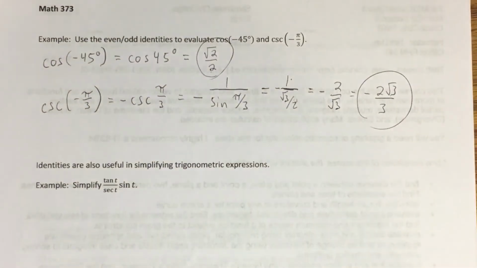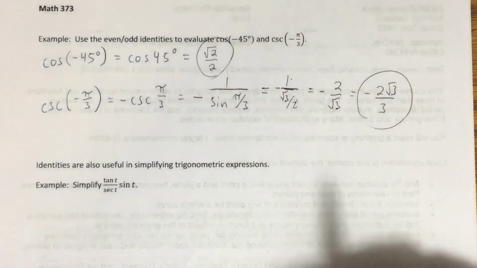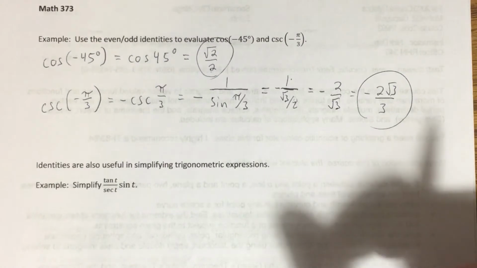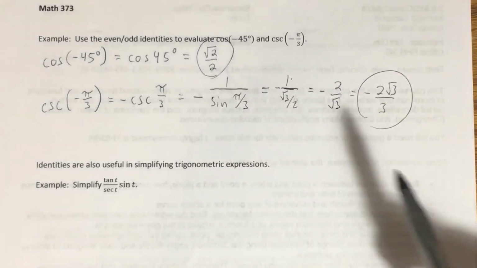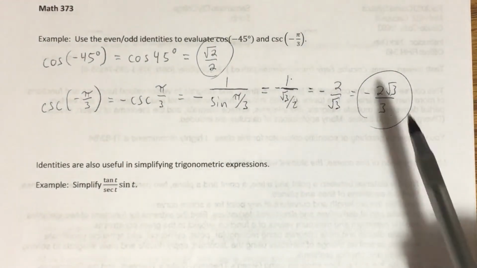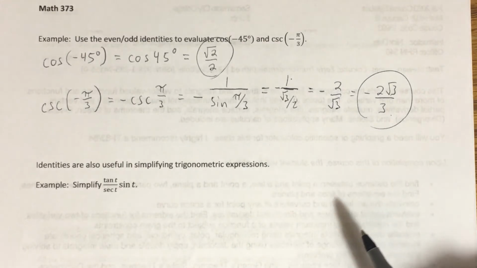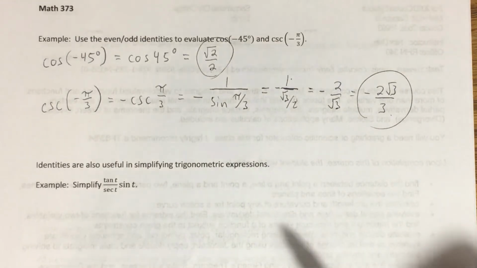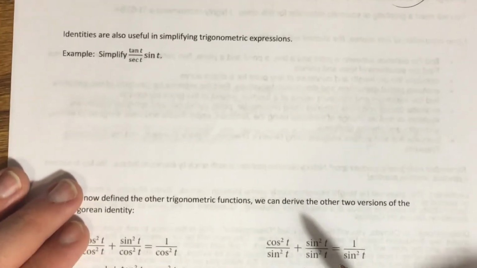Okay, it feels like that one took a lot more work, and that's just because we were working with a cosecant instead of a cosine, and we had some rationalizing to do. But if you think about it, this is still much more efficient than having to draw the unit circle and find reference angles, which would still work. It's just more cumbersome. Okay, let's go ahead and move on.